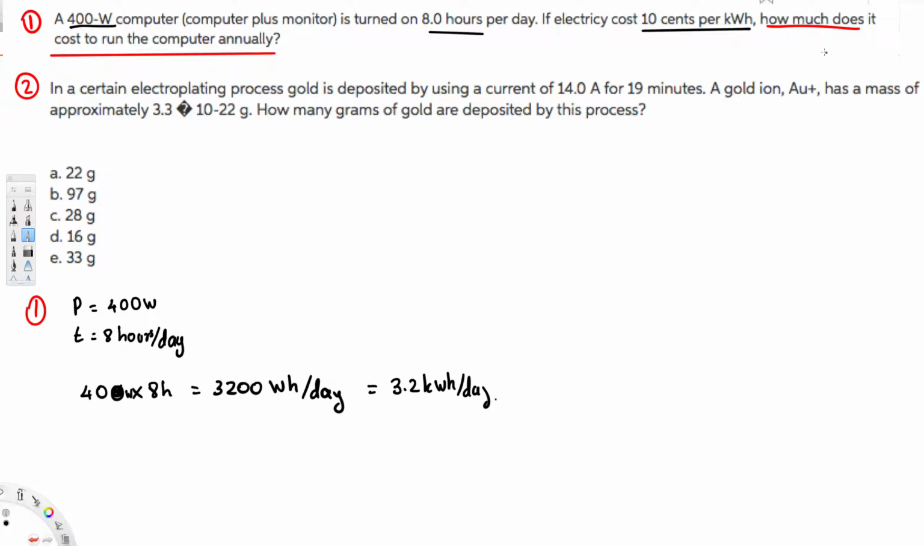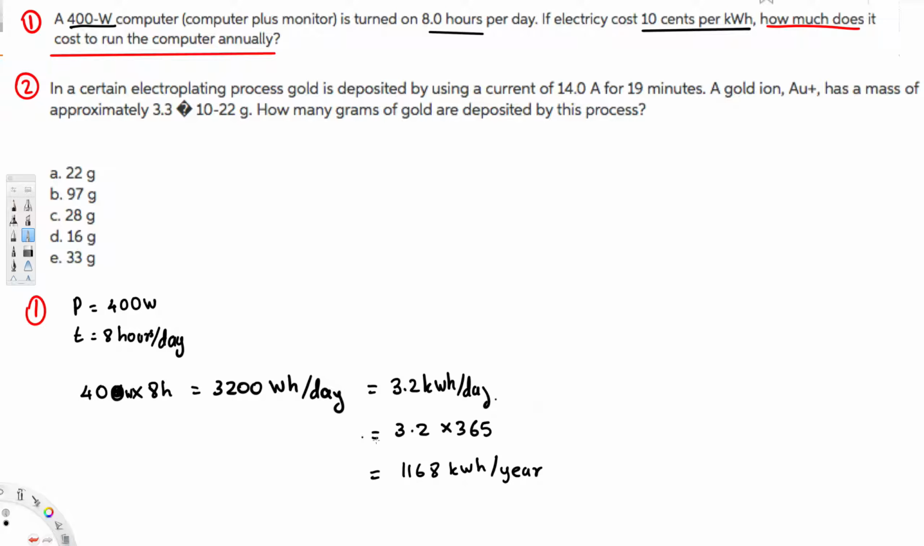But the question is asking how much it costs to run the computer annually. So we have to calculate how many kilowatt hours are used annually. To do that, we take this and multiply by 1 year. In 1 year, we know that there are 365 days. So that's going to give us how much kilowatt hour per year. If you calculate this, that's going to give you 1168 kilowatt hour per year. Now we know that this many kilowatt hours are used per year.